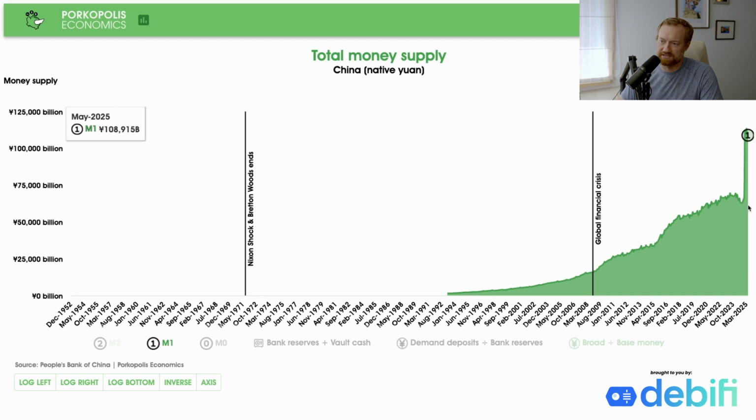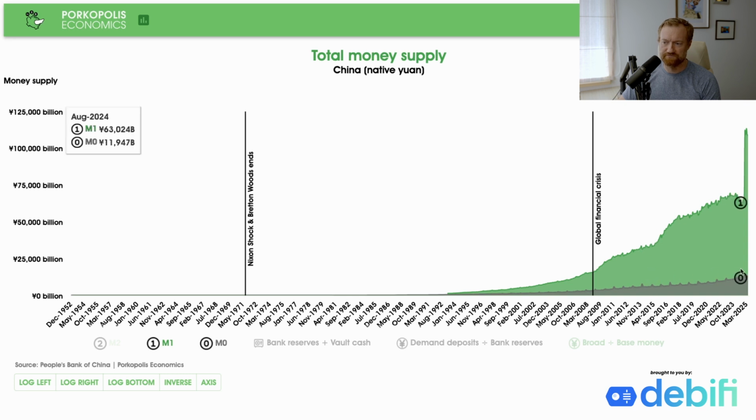They've changed the calculation of M1, and it's caused a huge boost from about 63 trillion yuan to 108 trillion yuan starting in January 2025. My understanding is this is mostly trying to account for the payment activity in their mobile payment market. Alipay, WeChat, Tencent's app, but this is M1.